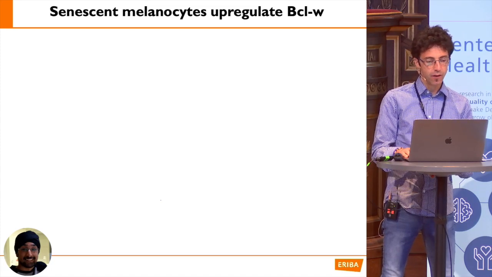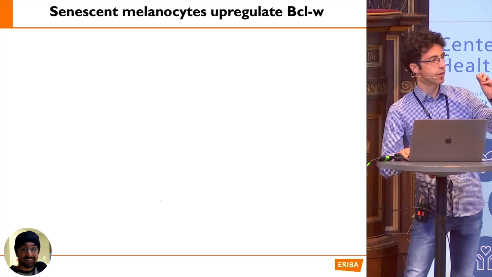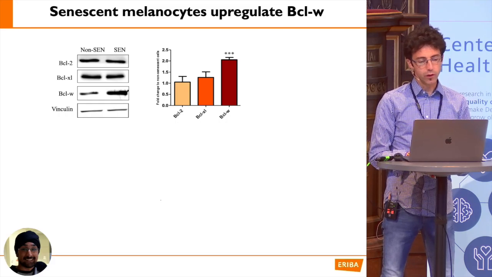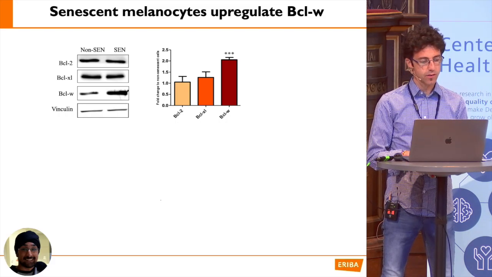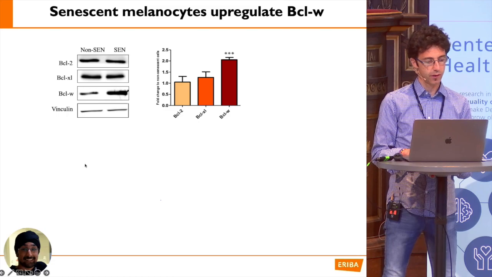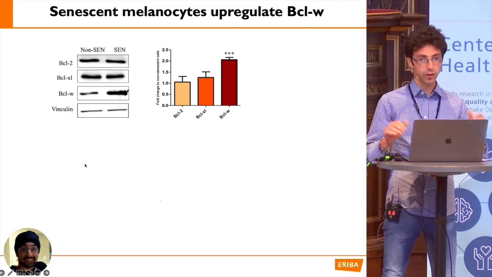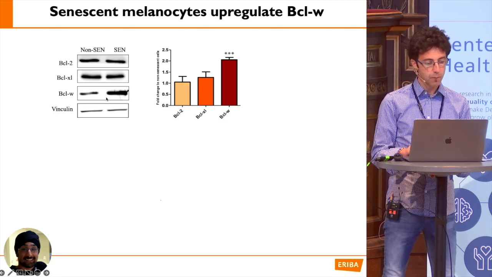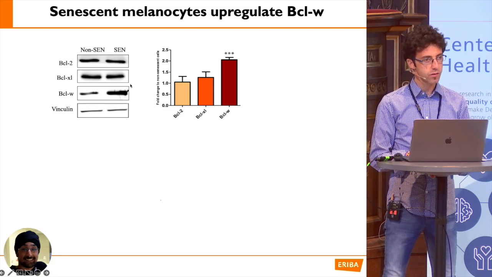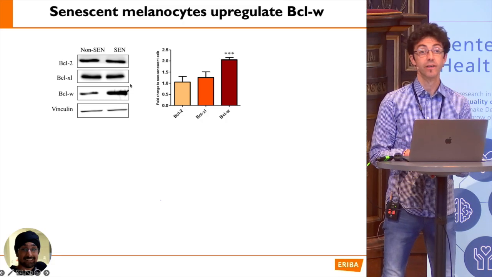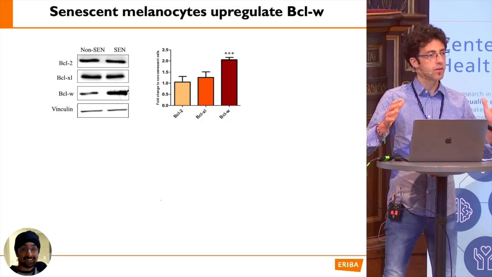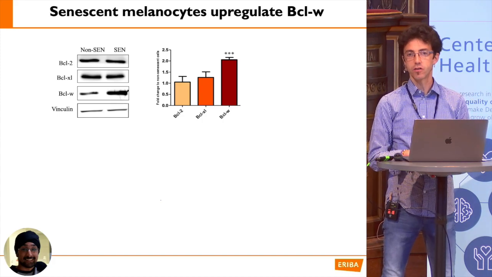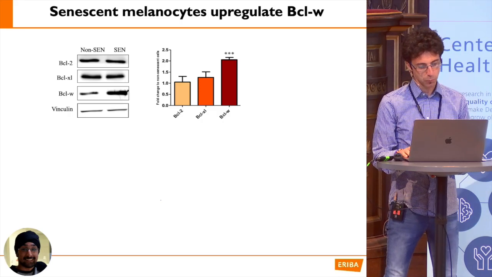So Jas initially did a very simple experiment just to check whether the anti-apoptotic machinery was upregulated in senescent melanocytes. He took a simple culture of senescent melanocytes and measured the expression level of different members of the BCL2 family proteins. And in accordance with our transcriptomic data, he found that the protein that was the most overexpressed was BCLW, suggesting that perhaps these cells have mounted a sort of anti-apoptotic machinery, so they were resistant to apoptosis.